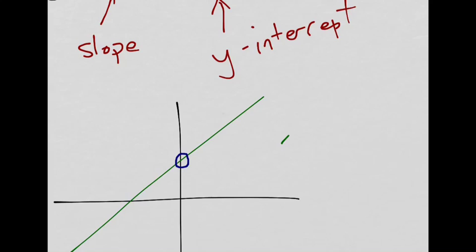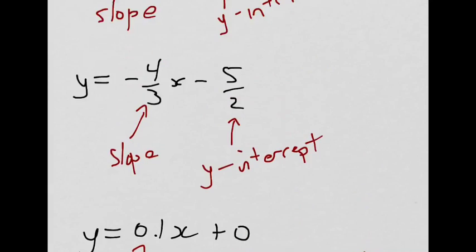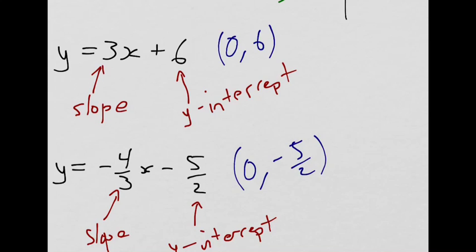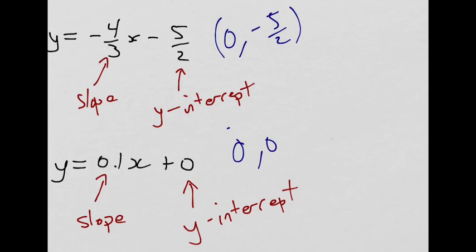So, quick test. What is the value of x when I cross the y-axis? 0. The enthusiasm is building. Excellent. Put it this way. If I asked you to tell me the coordinate of the y-intercept, in this case, you would write 0, 6. This case would be 0, negative 5/2. This last case would be 0, 0. Regardless of what the value of the y-intercept is, the x-coordinate is always 0. That's the point I'm trying to make. Make sense?